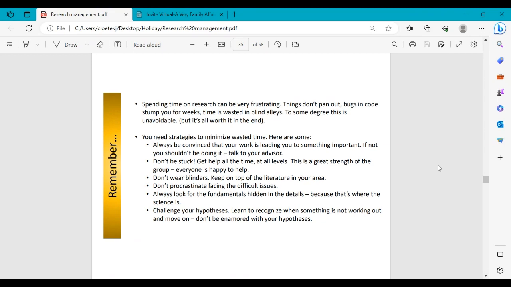You need strategies to minimize wasted time. So always be convinced that your work is leading to something important. Even if things go wrong, it will in the end lead you to something greater. A PhD, where you have the power to help your communities, to help other students, etc. Don't get stuck. Get help.